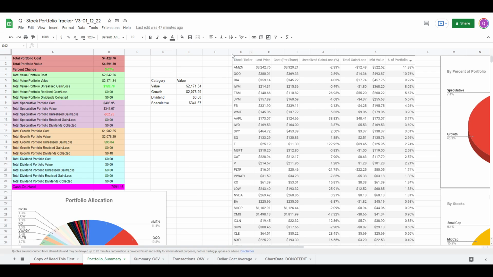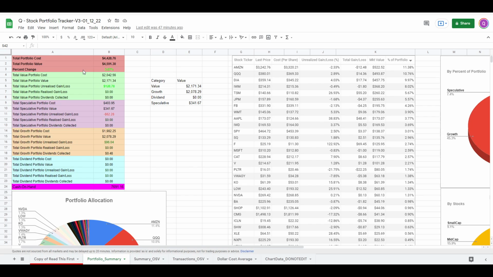And so, let's begin looking at this portfolio summary sheet and what it entails. As you can see here on the left, your portfolio cost and value are listed along with the percent change of your portfolio. All the data that you will see in this sheet is taken from your summary CSV and your chart data sheets. So everything is actually automated.